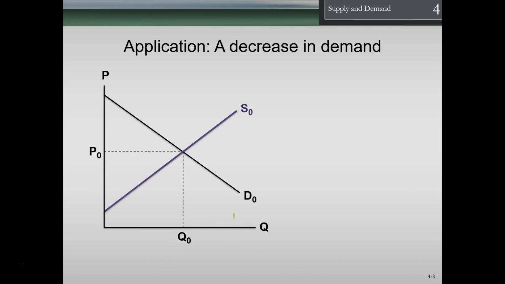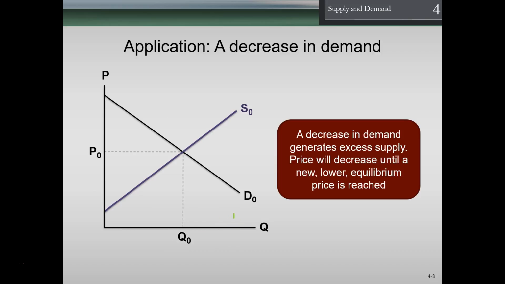If we have a decrease in demand, a decrease in demand generates excess supply. Price will decrease until a new lower equilibrium price is reached. All right, so we're going to take another look at the same type of idea, but now the demand curve is shifting inwards. If we take a look at this point in price, we were here, and now the demand has shifted inwards for something other than price being changed.